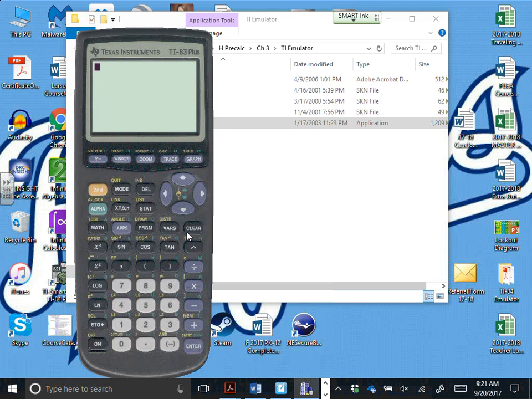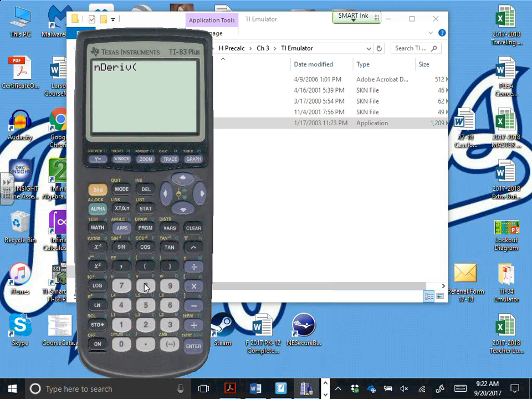Get out your calculators. Whether you have a TI-83 or a TI-84, it's going to be the same. Everyone go to the math menu. Arrow down, what does 8 say? So math, 8.